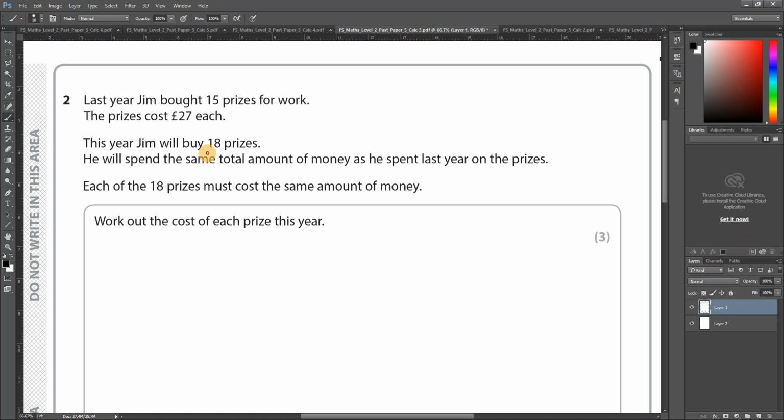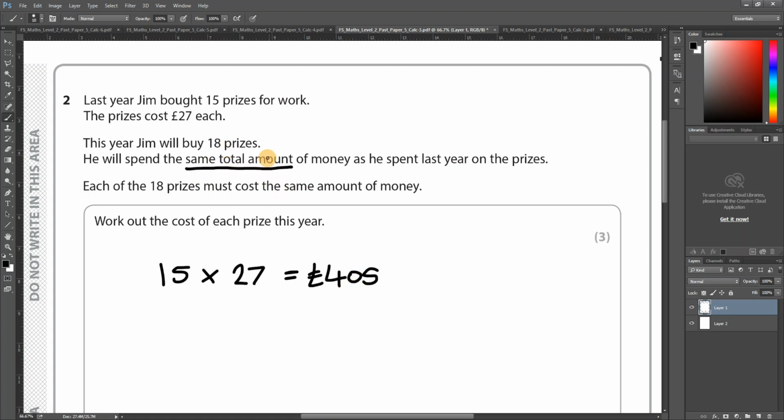So if it was the same total amount, we can easily work that out, can't we? Because if it was 15 prizes, each of them were £27. So that's going to be 15 times 27. Yeah, this should give us a total. Let's do that on the calculator. That equals 405. Yeah, that's going to be in pounds, obviously. So that's the total. And they said it's going to be the same.